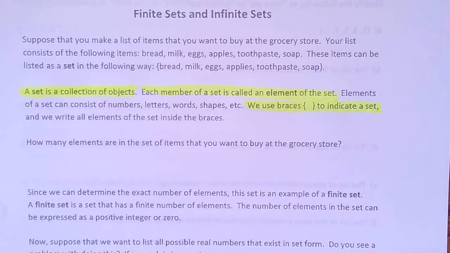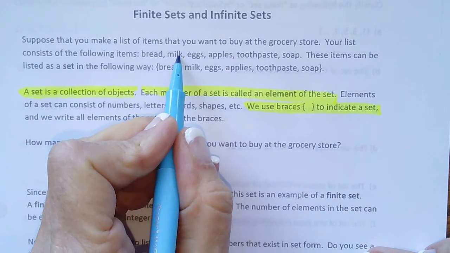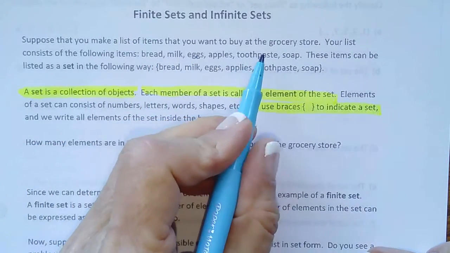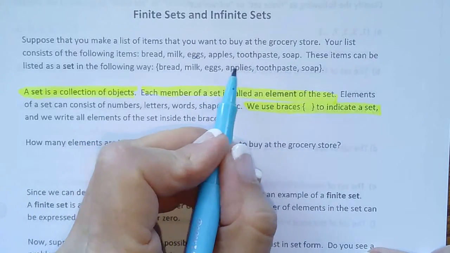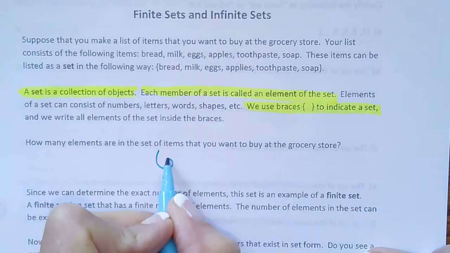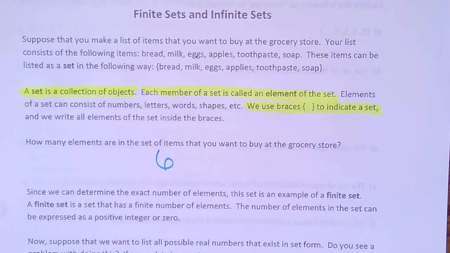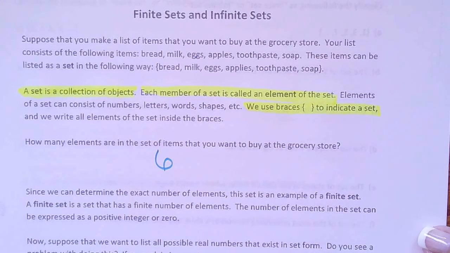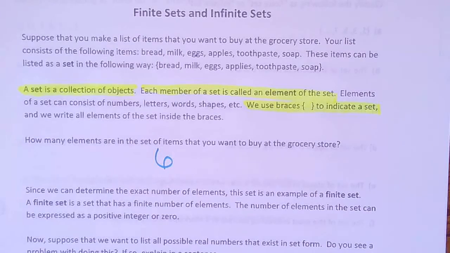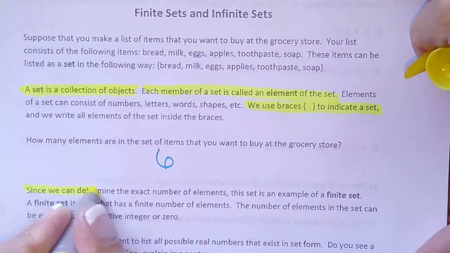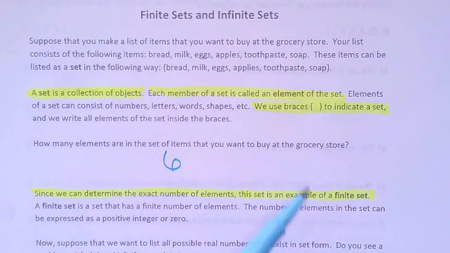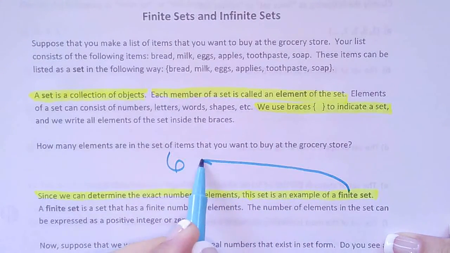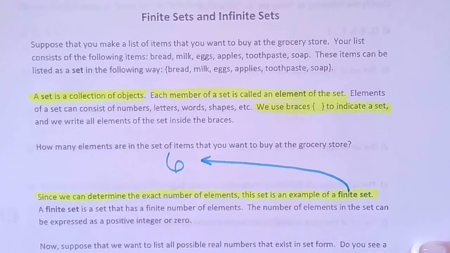How many elements are in the set of items that you want to buy at the grocery store? 1, 2, 3, 4, 5, 6. Since we can determine the exact number of elements, this set is called a finite set. So if I can count how many elements are in the list, it is a finite set.